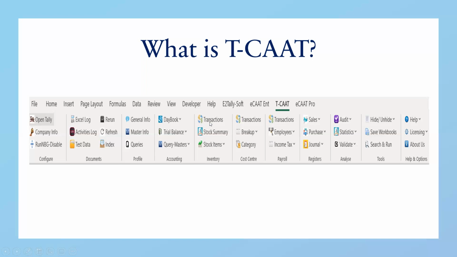So if you see on the top, you have the masters. For example, in accounting, you got daybook, which gives all the transactions. Similarly, in inventory, you got the masters and transactions pertaining to inventory. In cost center, you have the transactions pertaining to cost center. In the payroll menu, you got the transactions. After that, you got the masters. And then you have various types of registers, which are the sales register, purchase register, and general register.